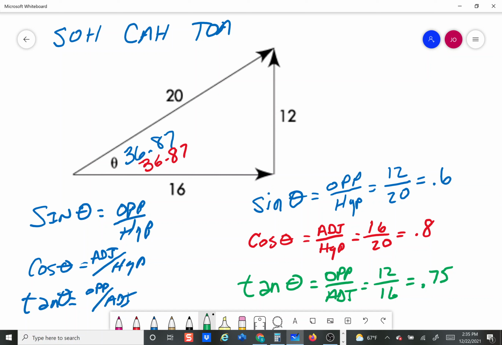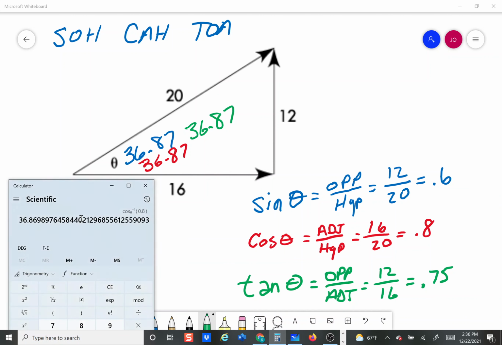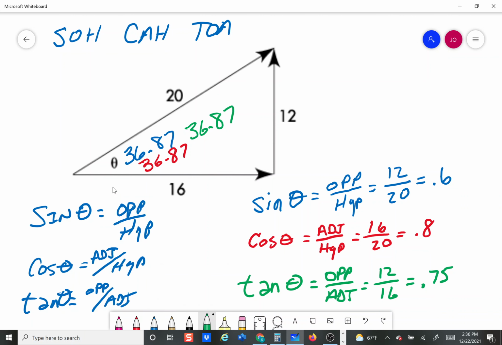So knowing that, I'm going to guess that using tangent, it's also going to be 36.87. So let's bust out our calculator and find out. 12 over 16 gives me a value of 0.75, and my inverse tangent on that, 36.87. So whether I use sine, cosine, or tangent, as long as I use the right values, I am going to be able to figure out what my angle theta is equal to.